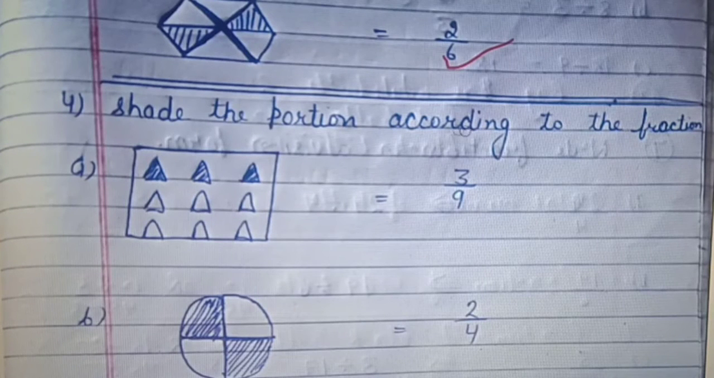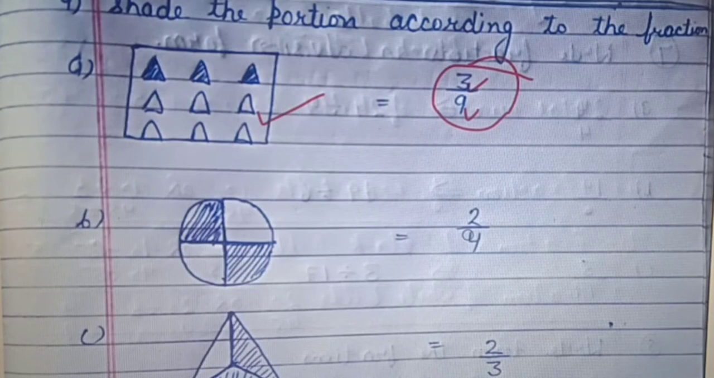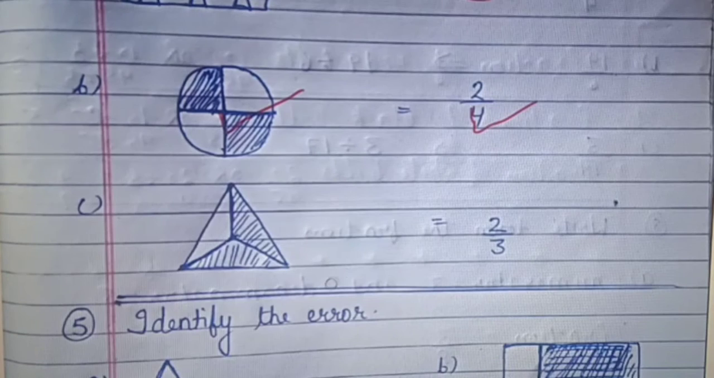Now shade the portion according to the fraction. Given fraction is 3 upon 9, means you have to shade 3 parts out of 9 parts. In second figure, you have to shade 2 parts out of 4 parts. In third figure, you have to shade 2 parts out of 3 parts.